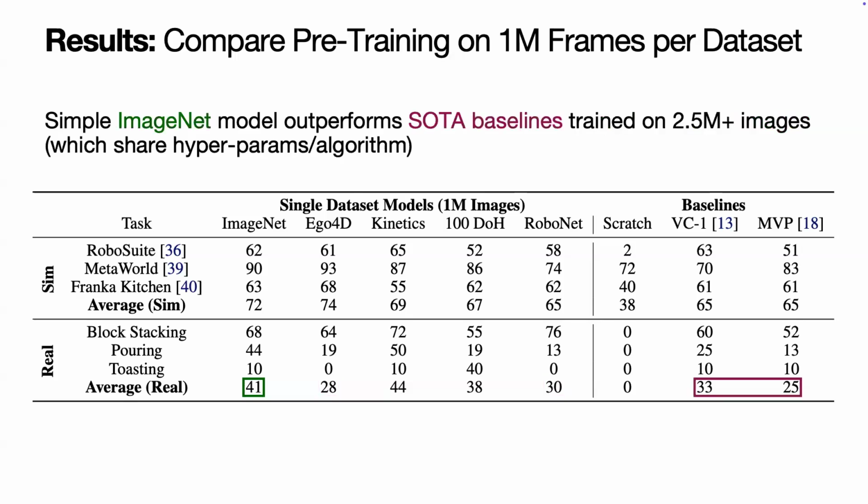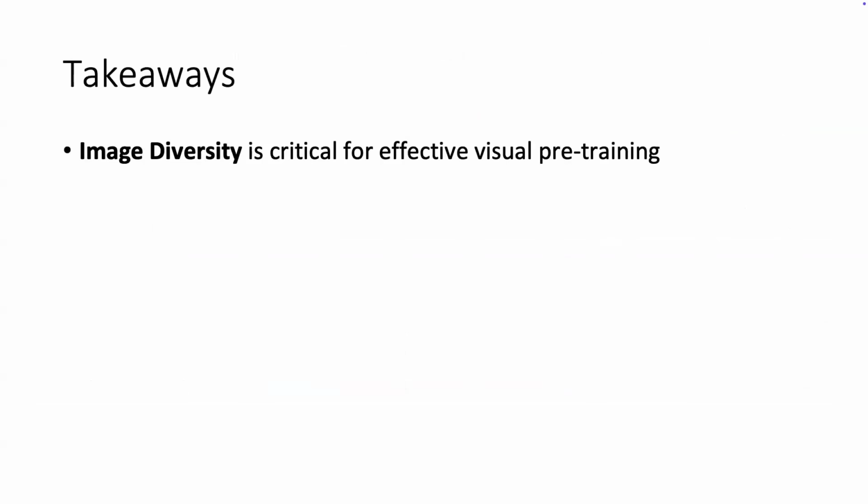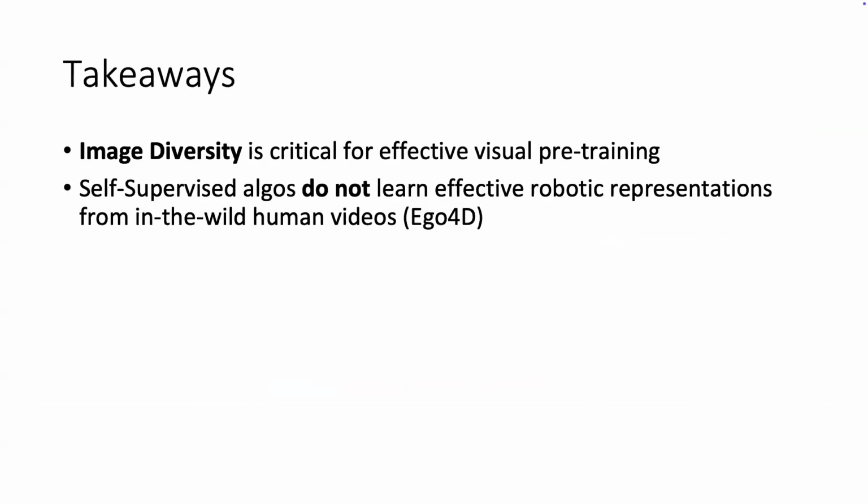Not only that, there have been papers like VC1 and MVP, which are representations more specific for robotic manipulation. And this ImageNet representation even performs better than that. So what is happening is these off-the-shelf self-supervised approaches are still learning texture-based features and so on, and they are not useful for robotic tasks at all. In this case, ImageNet works better because ImageNet has much more diversity, so it becomes much more effective for visual pre-training. The self-supervised approaches are not effectively taking the juice out for robot representation learning.